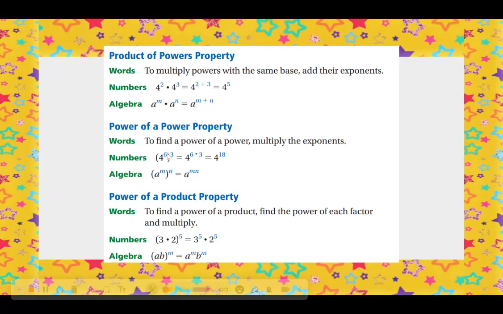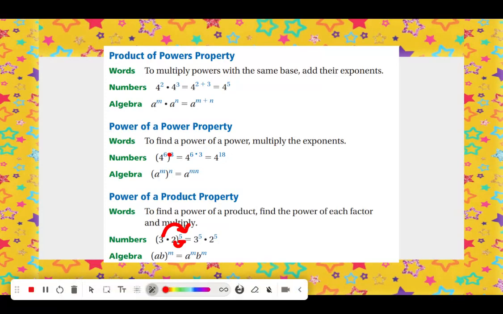A power of a power property, remember I say put a little dot there to multiply. So 6 times 3 is 18, so that'll be 4 to the 18th power. And power of a product property, everything goes to the fifth power. So 3 to the fifth times 2 to the fifth.